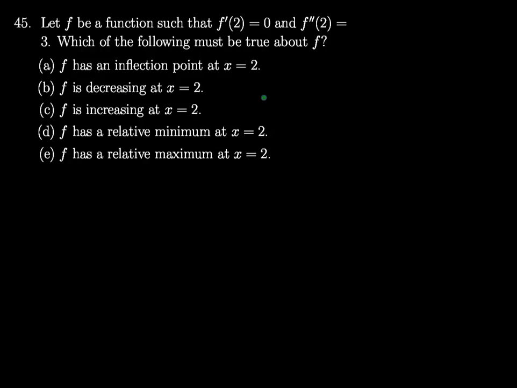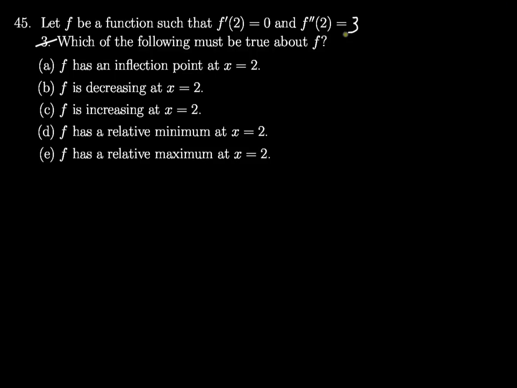45. Last multiple choice question. Let f be a function such that f prime of 2 equals 0 and f double prime of 2 equals 3. Let me write this up here, make it a little bit cleaner. Alright, which of the following must be true about f?